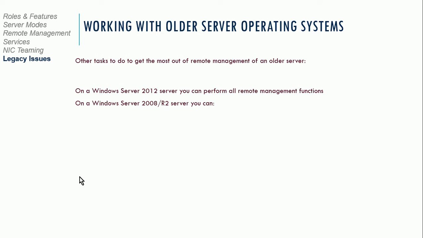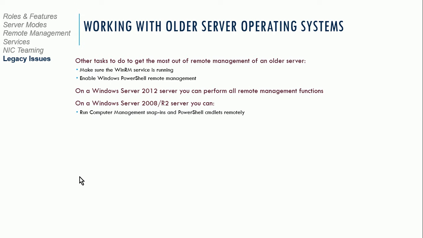So some other tasks to get the most out of remote management in an older server: you're going to want to make sure that the WinRM service is running. Enable Windows PowerShell remote management so you can use PowerShell, for example. In a Windows Server 2012 server, you can perform all the remote management functions. On a Windows Server 2008 R2 server, you can run Computer Management snap-ins and PowerShell cmdlets remotely. You can gather performance information, and you can restart the service.